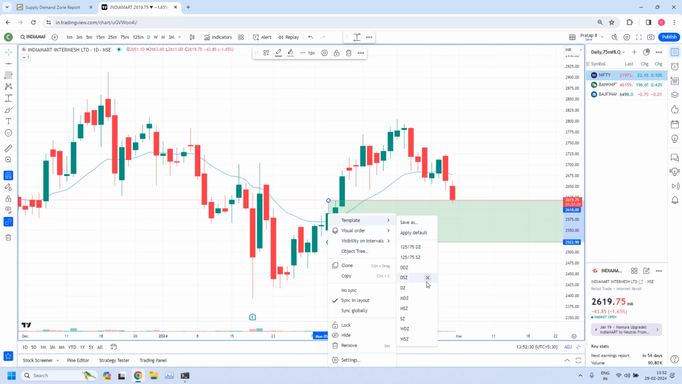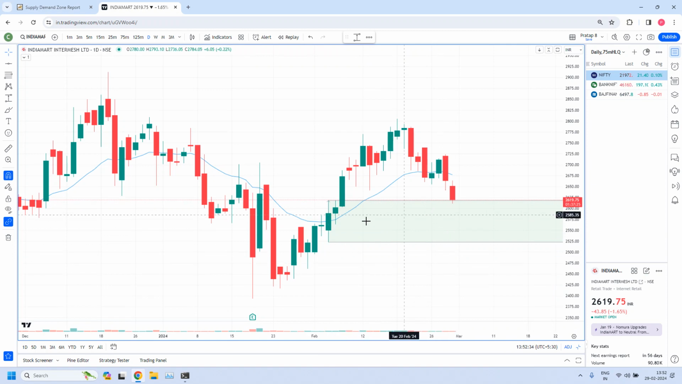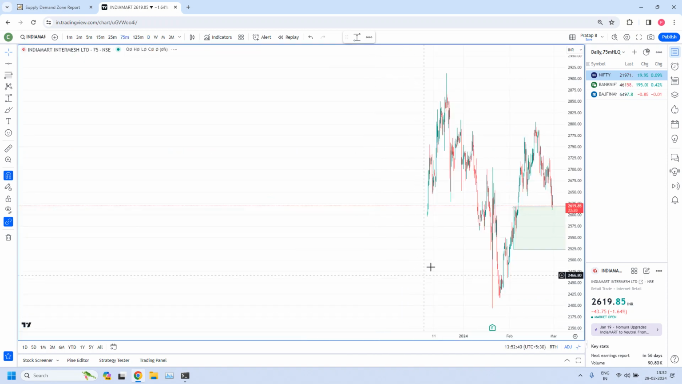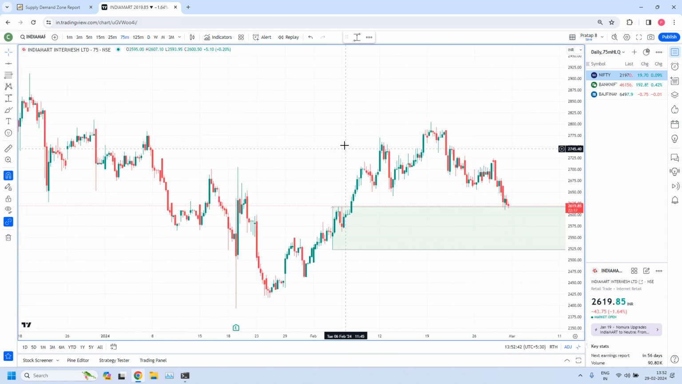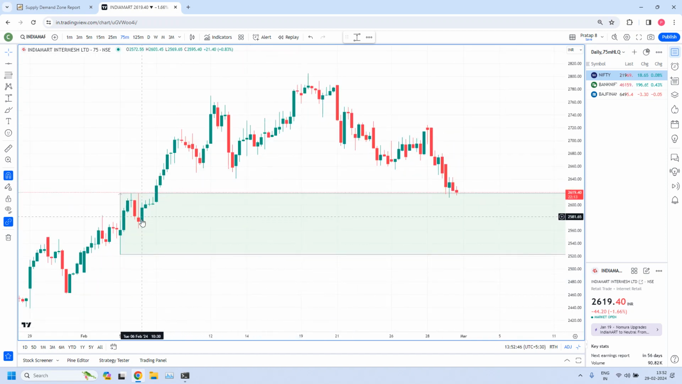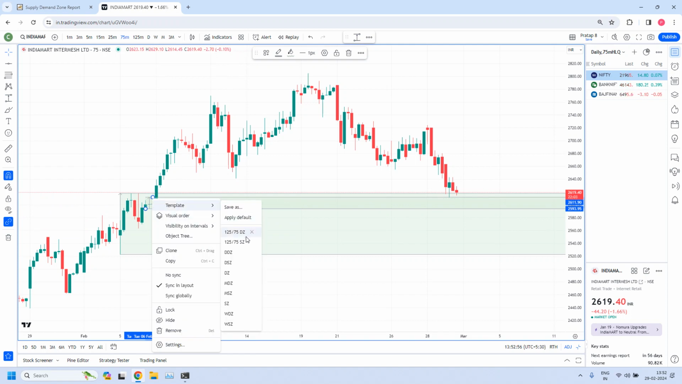So this is a daily zone. Inside this daily, you need to identify a 75 minutes zone. So I'm going to the 75 minutes time frame. In the 75 minutes time frame, here you have rally, 3 base candles and again a rally. This is a 75 minutes demand zone.